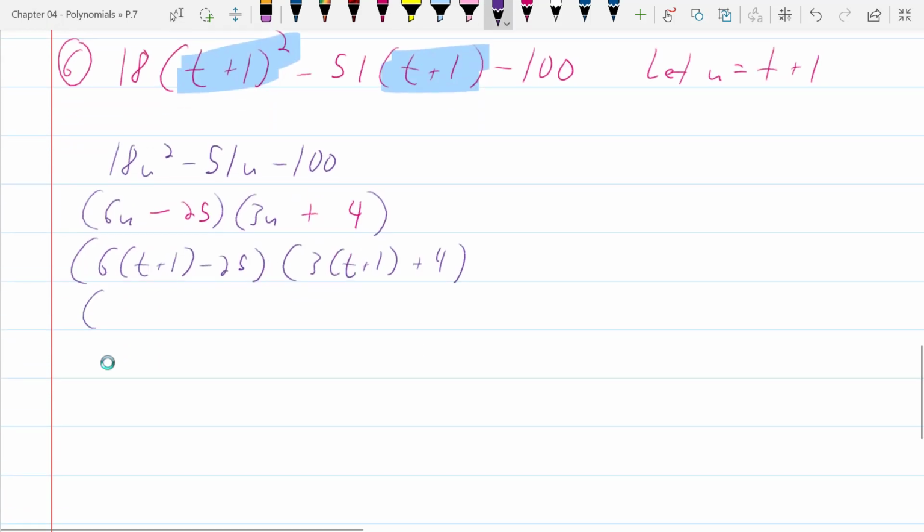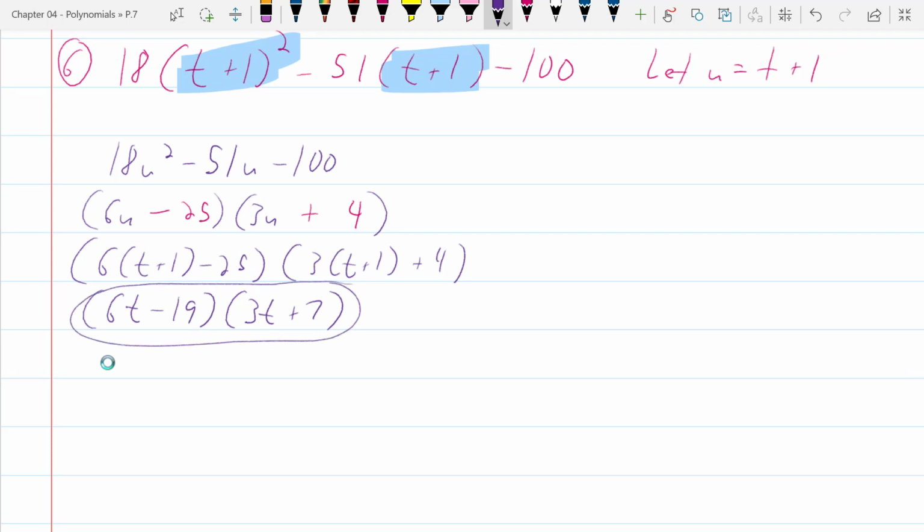If I distribute, I get 6t plus 6 minus 25 is minus 19, and then I get 3t plus 3 plus 4 is plus 7. And I just need to check that the 6t minus 19 and the 3t plus 7 can't factor. They can't. 19 and 7 are both prime. So box that in, and that's our final.